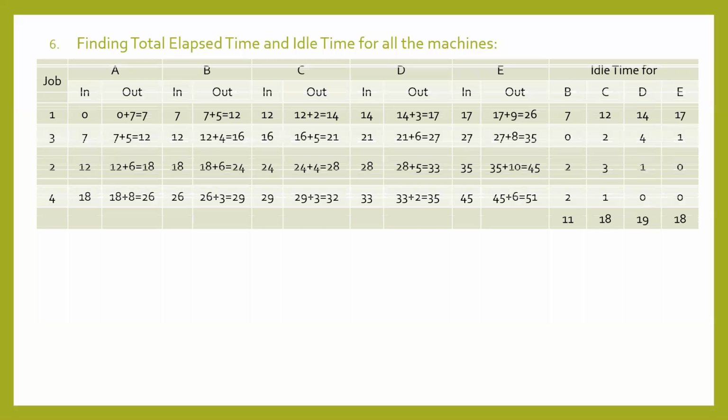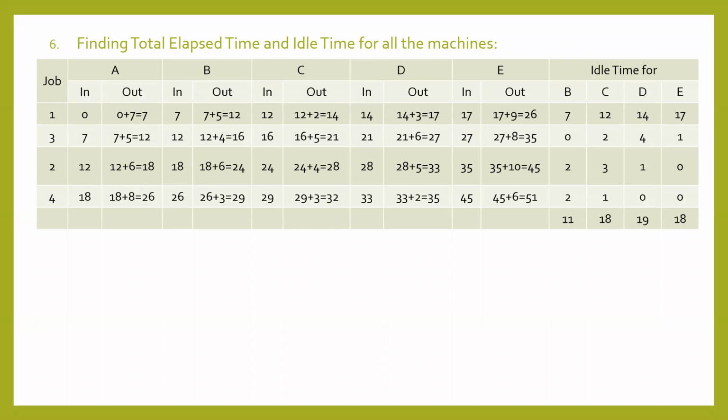Now arrange this to find out the total elapsed time and the idle time for all the machines. In some cases, the idle time is calculated later, but I have put it in the table itself so that it becomes easy for me to calculate and easy for you to understand. So I've created a table like this. Now you have to go through this. I'll just explain the first 2 lines.